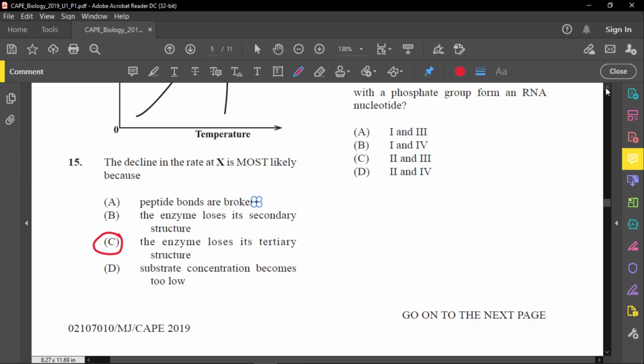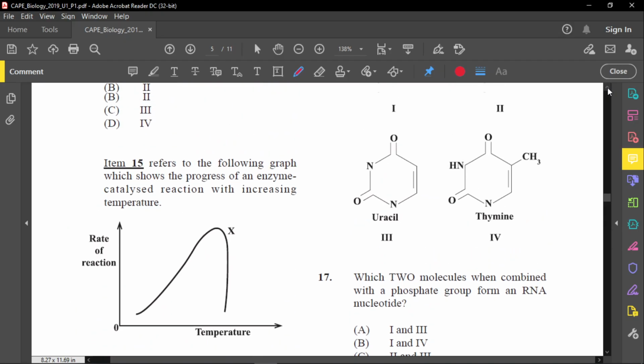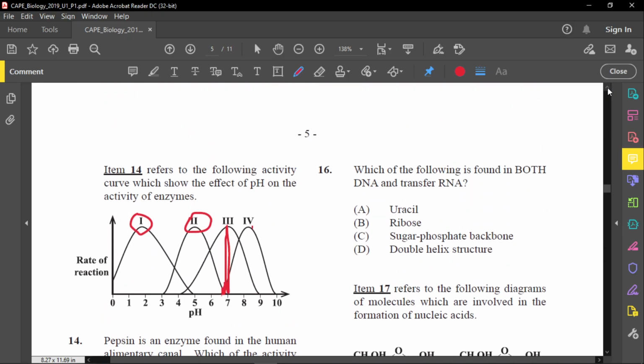And of course, it will not be in gaseous form, right? Right, so cool. Number 16. Let's go to 16. 16 said, which of the following is found in both DNA and RNA? This is a very good question right here. Uracil is found only in RNA, right? Remember that. Uracil is only in RNA.